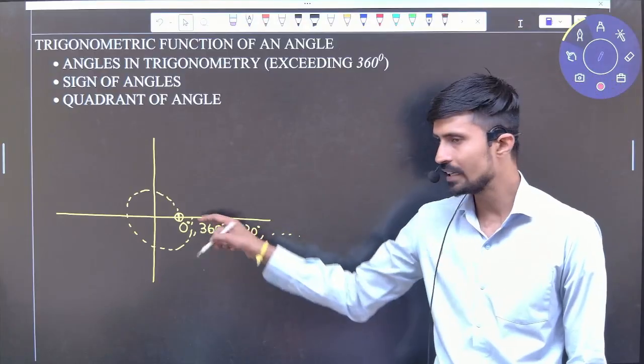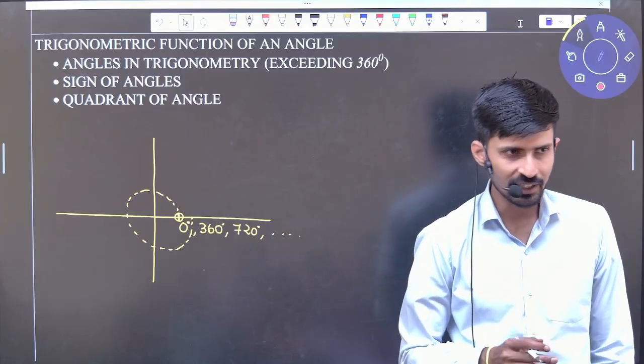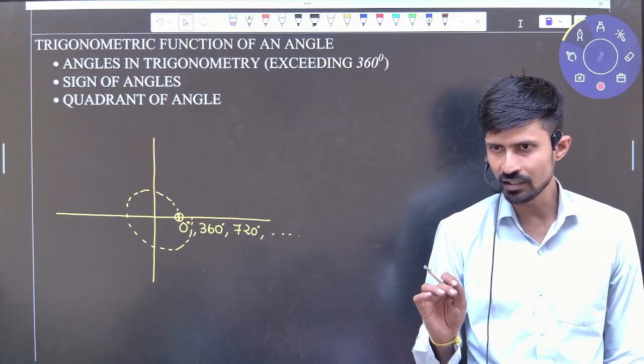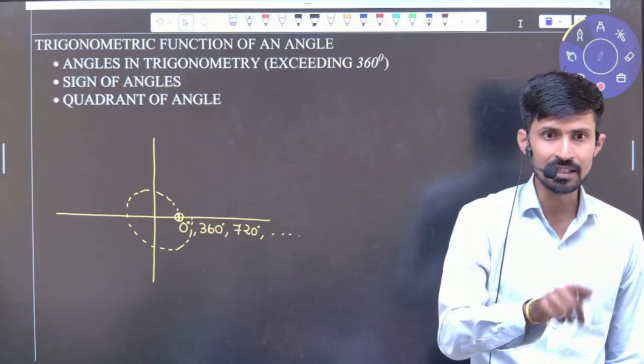Suppose you are standing here. I will say you are standing at 0 degree, correct? I will say you are standing at 360 degree. That is also correct. You are standing at 720 degree. That is also correct, right? It means all these angles in mathematics are the same.